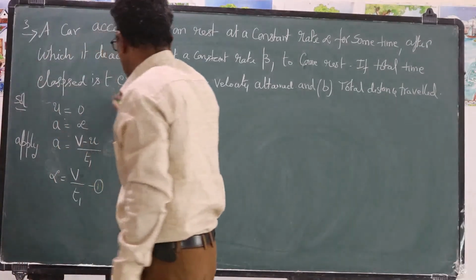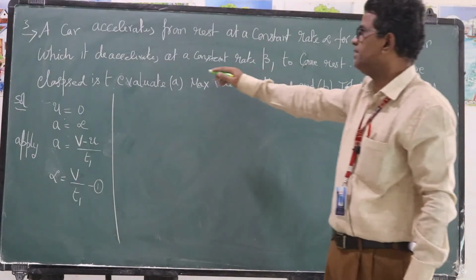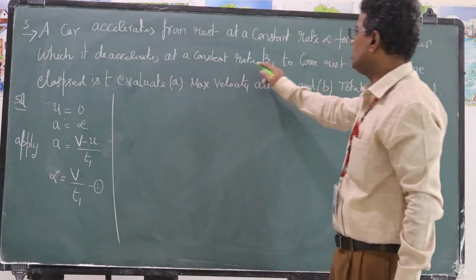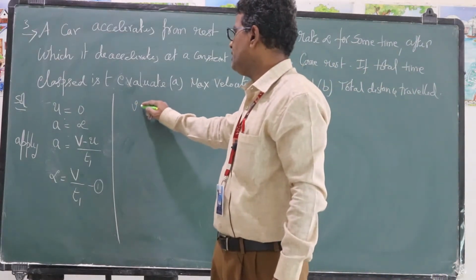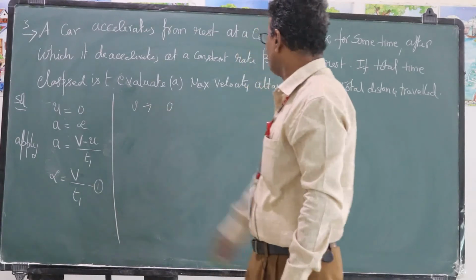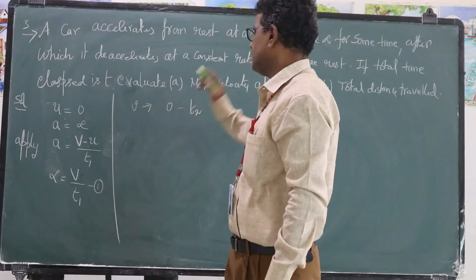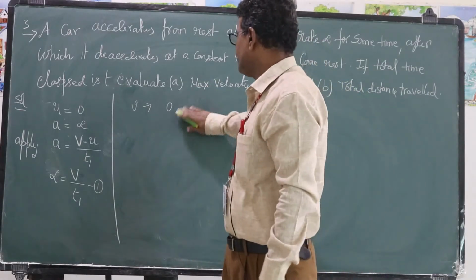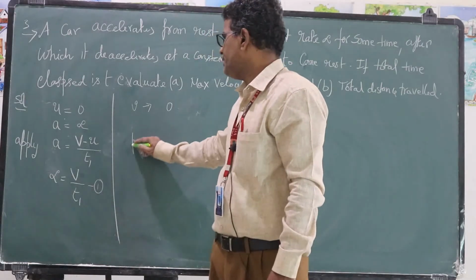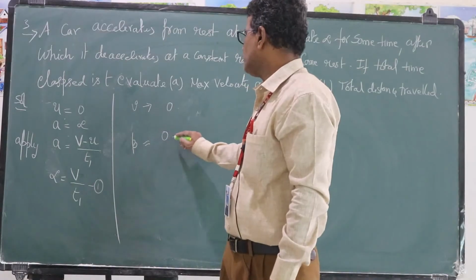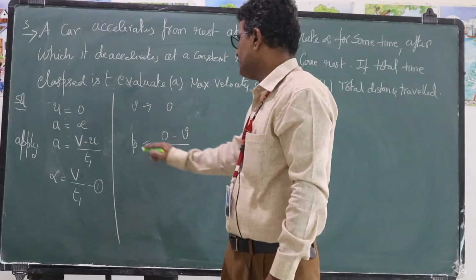Now, after attaining maximum speed, it starts decelerating at constant rate beta, from V to 0. How much time it decelerates we don't know, let it be T2 seconds. Applying the same formula, beta is equal to 0 minus V by T2. This is the deceleration.